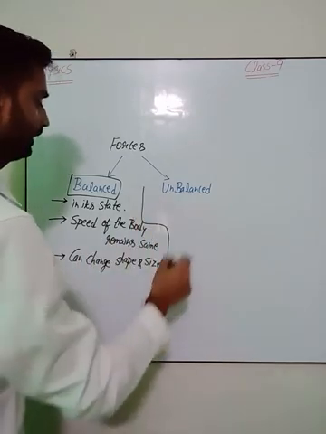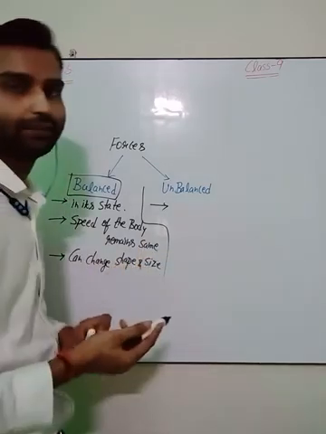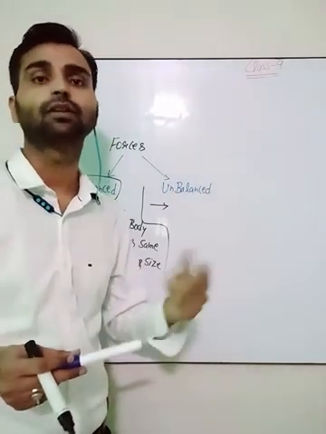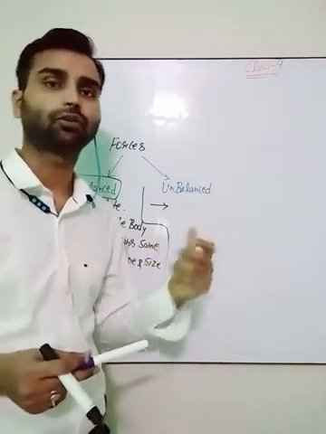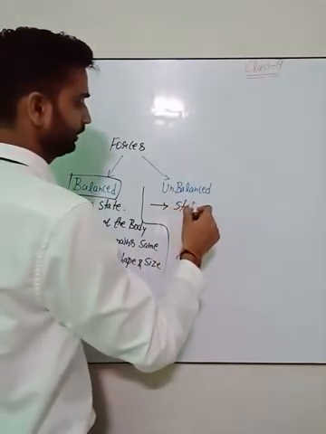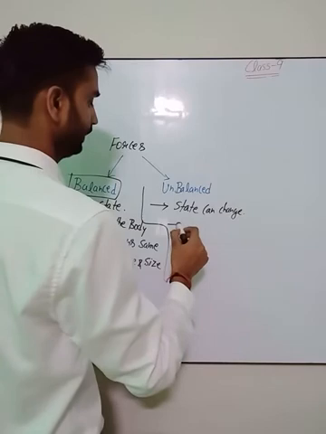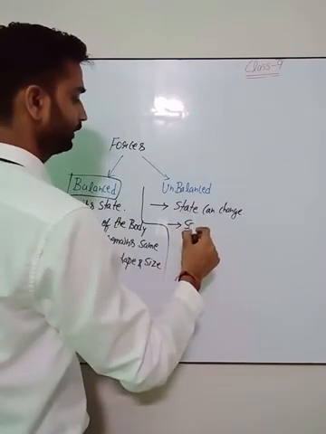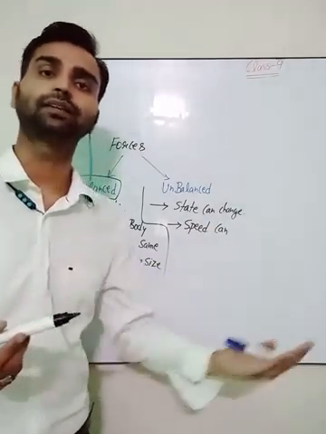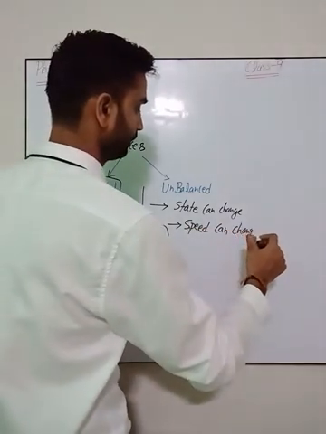Now, if we talk about unbalanced forces, because of the unbalanced force, the state of a body can change. If a body is at rest and unbalanced forces are acting on it, then the body will come in motion. If a body is in motion, because of the unbalanced force, it can come to rest. So the state can change. What else? Speed can also change because of the unbalanced force. Why am I writing change? Because the speed can increase also, and the speed can decrease also. So that is why I am writing only that speed can change.